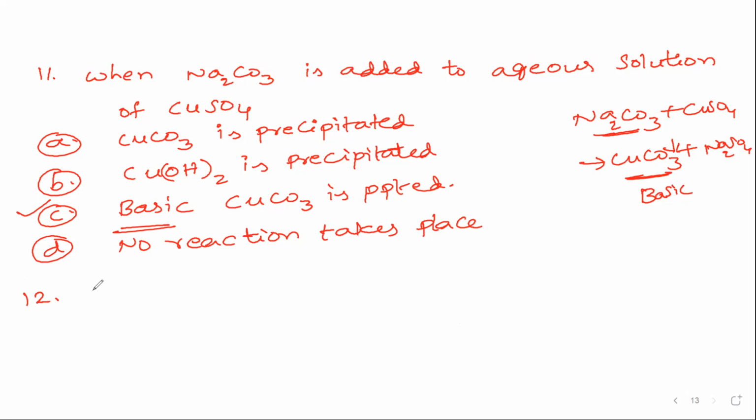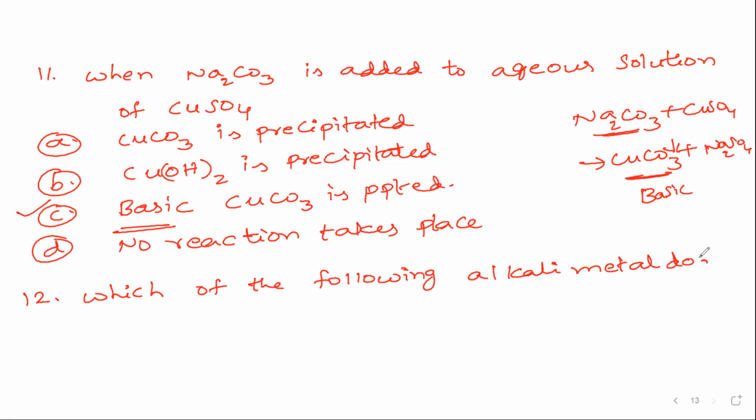Question number 12. Which of the following alkali metals do not form alum? Alum is a mixed salt, a double salt.